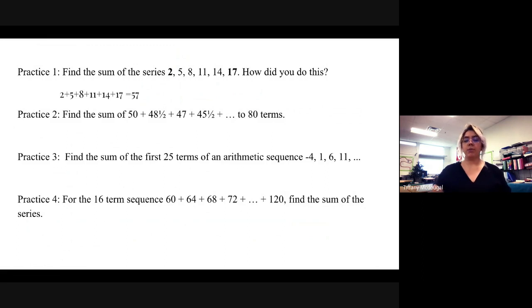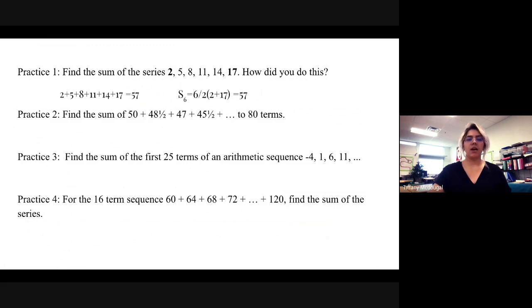Or we can use the formula, and you can see I kind of bolded the two numbers that you'll need right here, the 2 and the 17. And we can plug that into the short formula. S6, and I got that n was 6 because I literally counted how many terms were in here. 1, 2, 3, 4, 5, 6. S6 is equal to 6 over 2, first term plus last term. And then I get the same thing, equals 57. So you can see how doing it the long way and doing it with the formula gives you the same answer.